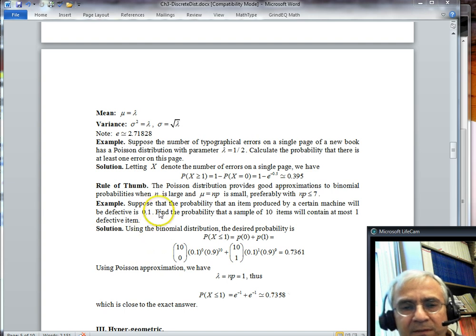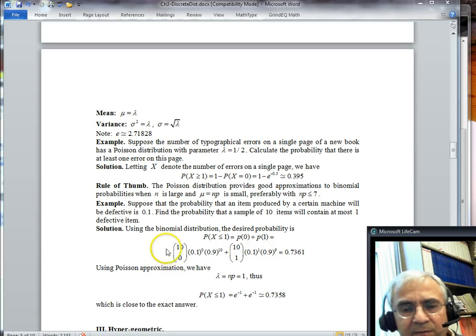So suppose the probability that an item produced by a certain machine will be defective is 0.1. So that's the probability of success, 0.1. What's the probability that a sample of 10 items will contain at most one defective item? At most means either 0 or 1. So what I'm looking for is the probability of X less than or equal to 1, P of 0 plus P of 1. Let's compute that both ways, using the binomial distribution and the Poisson distribution, and then compare the answers. This will be a good practice for these distributions.